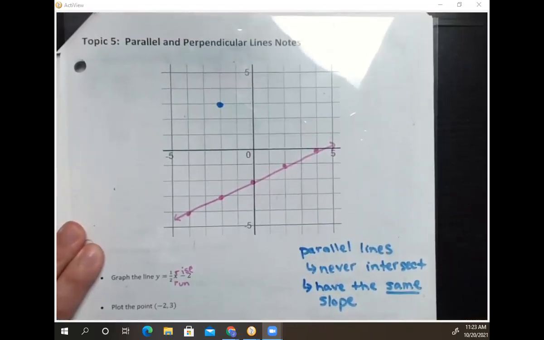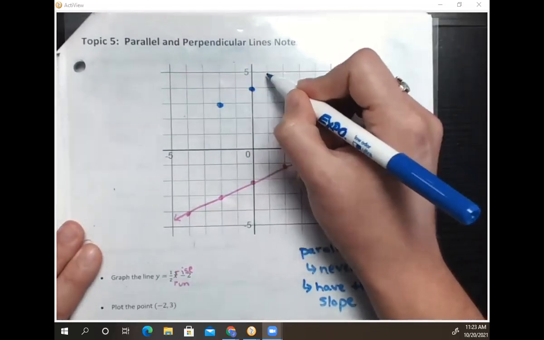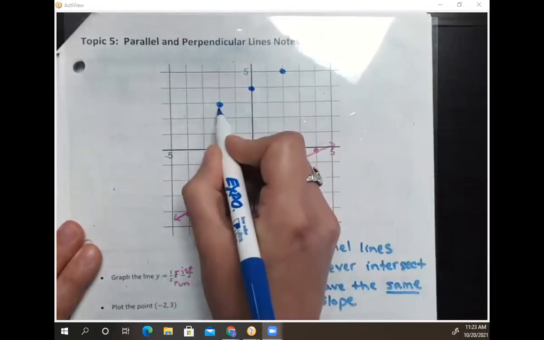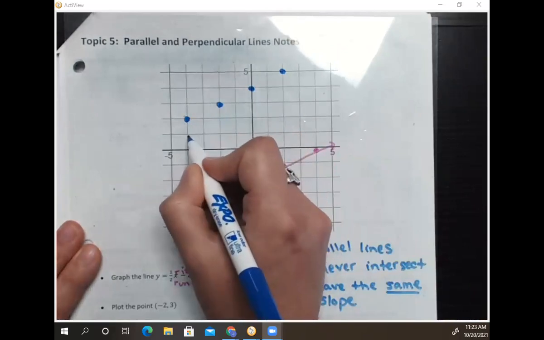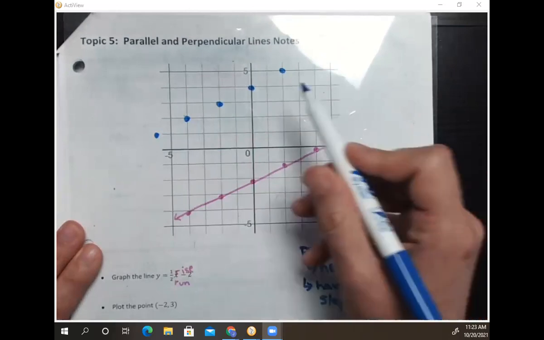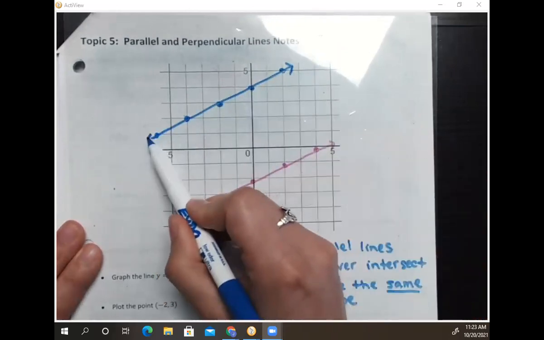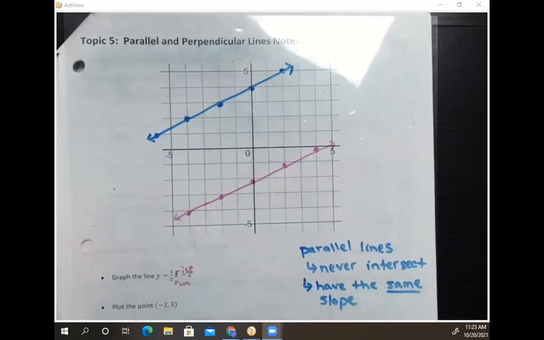So if I go back up to my graph here, I want to go up 1 over 2, up 1 over 2, down 1, back 2, down 1, back 2. Since I'm graphing a function, I'm going to connect those points and throw my arrows on the end. And now I've got some parallel lines. These lines will never intersect. They have the same slope. They have the same sort of steepness, pitch to them. So they're never going to intersect.